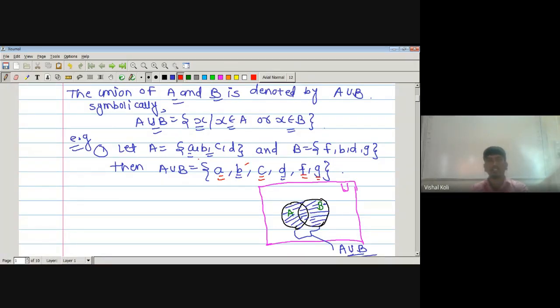Similarly, D is present in both the sets A and B. Therefore, we have to take D one time in A union B. Since if we take D two times, then it contradicts the definition of set, since a set is a well-defined collection of distinct objects. Therefore, A union B contains the elements which belong to either set A or set B.